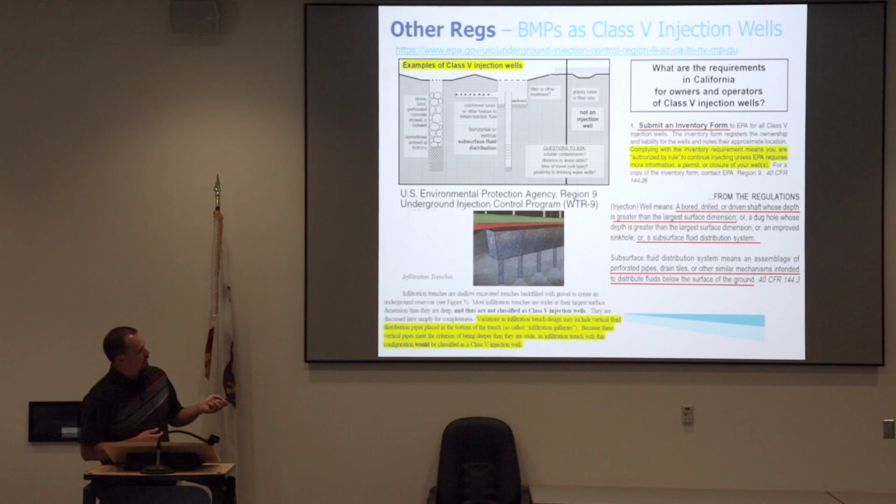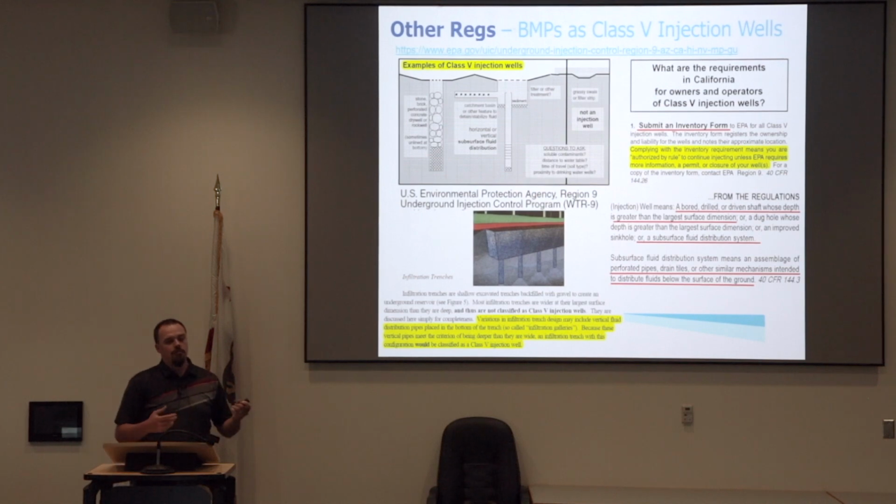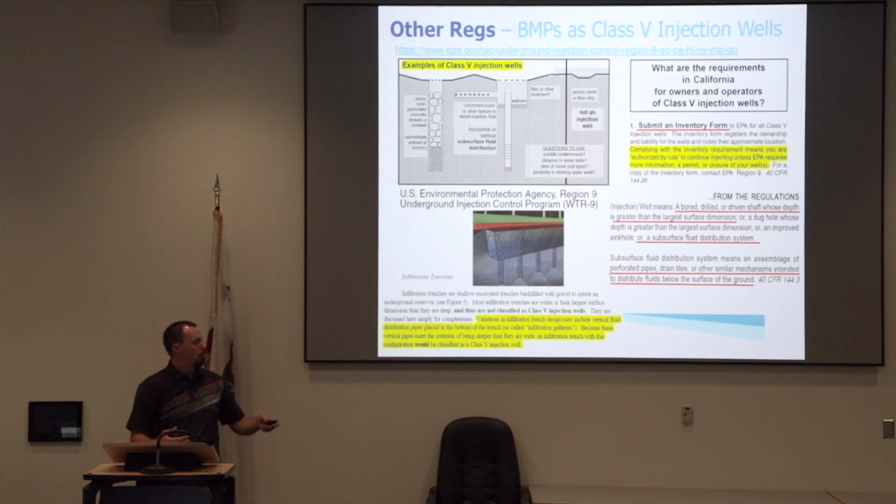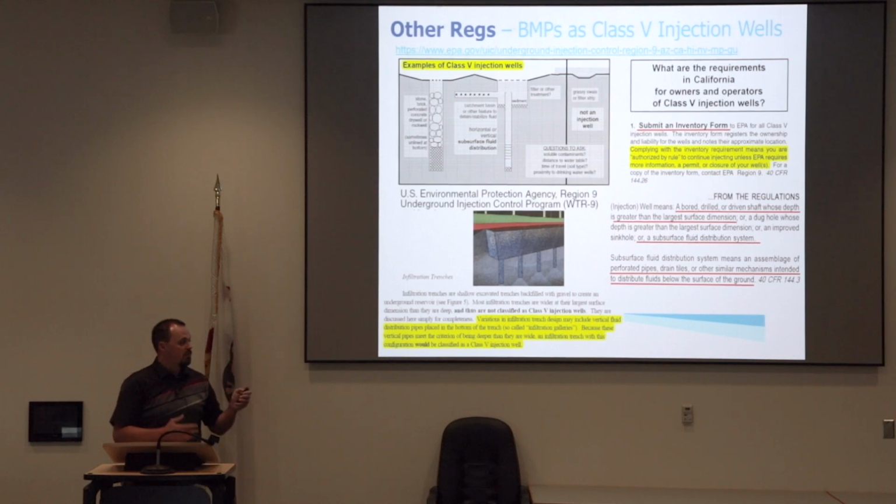The key thing you have to look at is a subsurface fluid distribution system. So let's say if you have a driveway and you have a bioretention facility and a secondary bioretention facility and you have a perforated pipe or something that's bringing that water across, even if it's horizontal, subsurface for the purpose of distributing water subsurface, then it qualifies as an injection well. So that's just something to keep in mind.